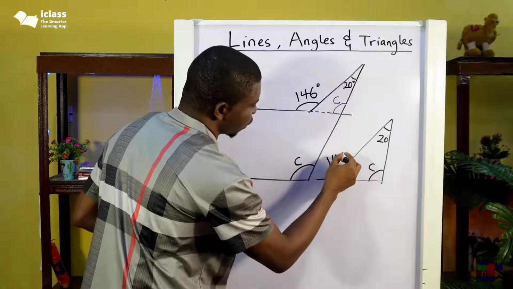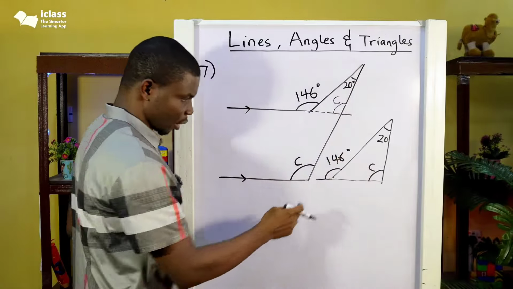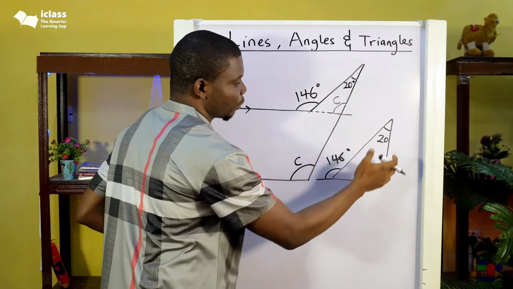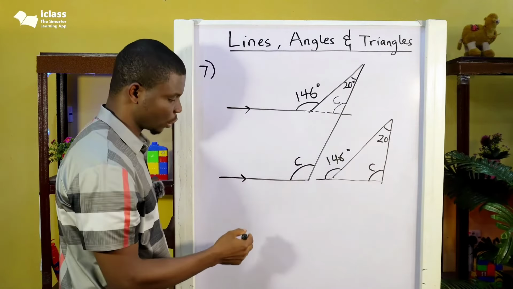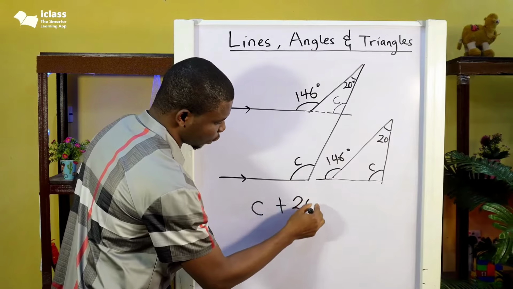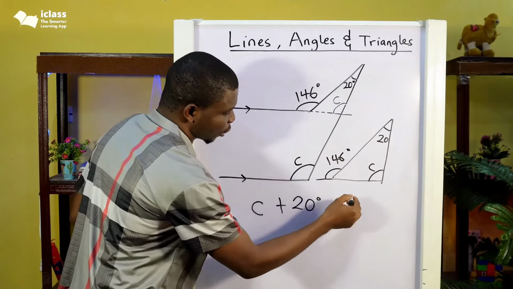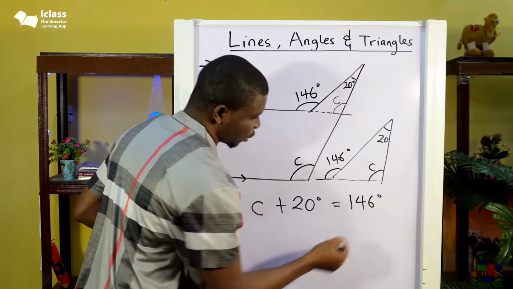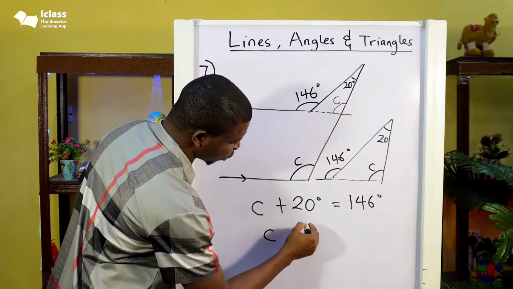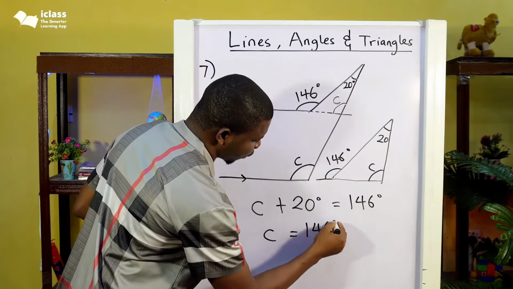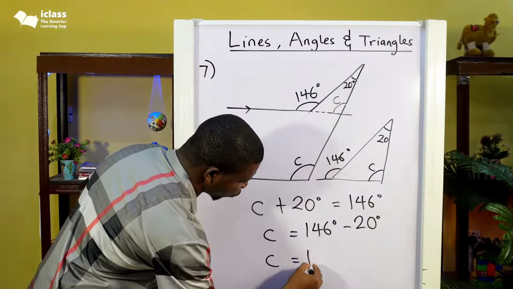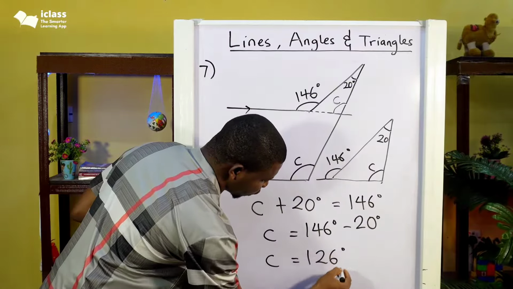This is 146 degrees. Remember that the external angle of a triangle is equal to the sum of the two opposite angles. That means if you add C to 20 degrees, you would get this external angle, which is 146 degrees, right? So C will be equal to what? C will be equal to 146 degrees minus 20 degrees. So C will be equal to 126 degrees.